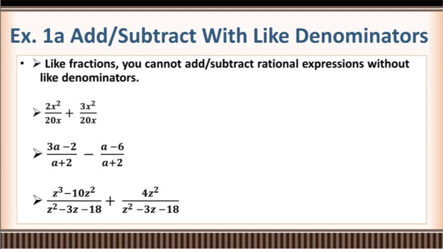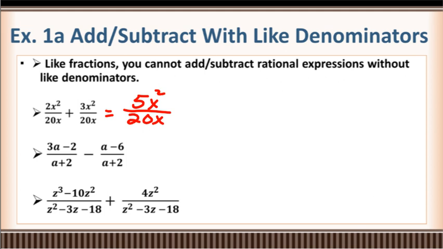Just like fractions, you cannot add or subtract rational expressions without having like denominators. So you'll have to make sure that the denominators are the same before you add and subtract the numerators. So here, the first one, they both have 20x in the denominator, so now I can keep the denominators the same and add the numerators. And remember, with the numerators, you can only add like terms. The variables are the same and the exponents are the same. So 2 plus 3 is 5, x squared.